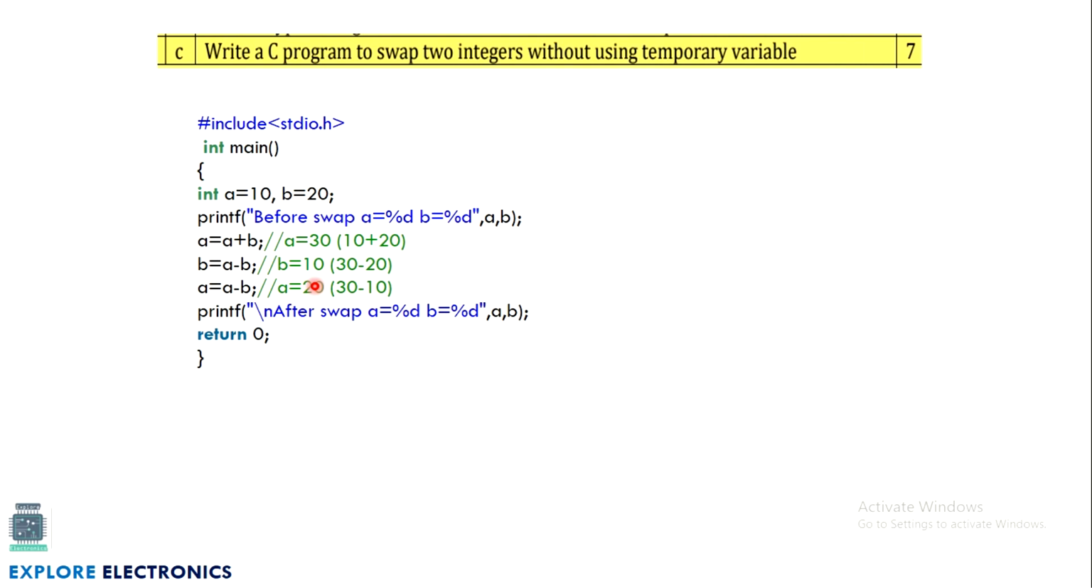Now we need to swap b to a. A is 30, we already know that. 30 minus b, that means we have to subtract 10 to get 20. So what we are doing is a minus b. It's very simple. You just have to say a is equal to a plus b, then b is a minus b, and again a is a minus b. Then you will get the swapped values. Then print them. So this is a very simple program. Make sure to read the question properly.